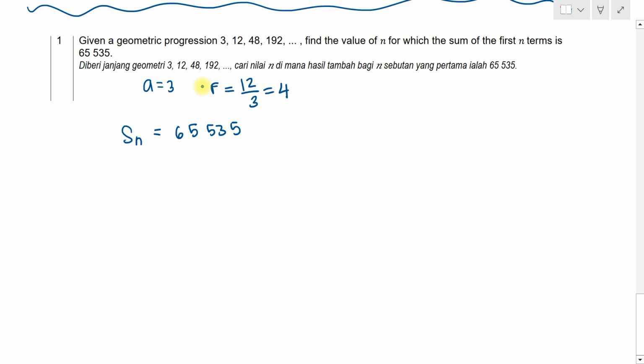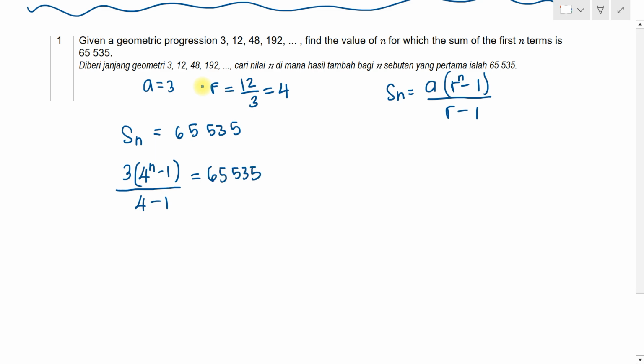So remember your R is more than 1. So you need to know the formula. If your R is more than 1, it is R to the power n minus 1, over R minus 1, and also your A. The formula is easy, right? Okay, 4 to the power n minus 1, over 4 minus 1, and your A is 3, is equal to 65,535. Okay, 3, actually 4 minus 1 is also 3, right?